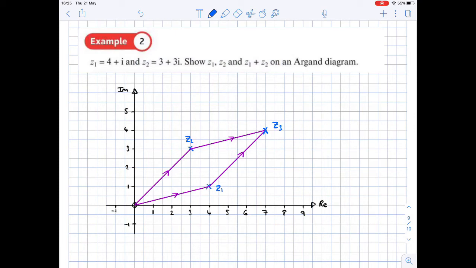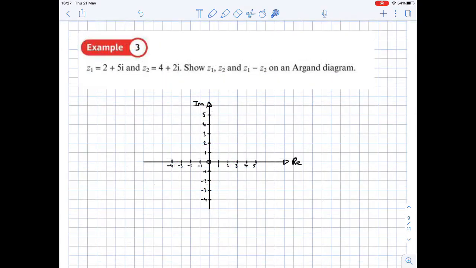Alternatively, we could think of it as being Z1 plus Z2. Well, Z1 is 4 plus i. Z2 is 3 plus 3i, which gives us, adding the real parts gives 7, and adding the imaginary parts gives 4i. And here you can clearly see, move across 7 and up 4 gives us Z3.